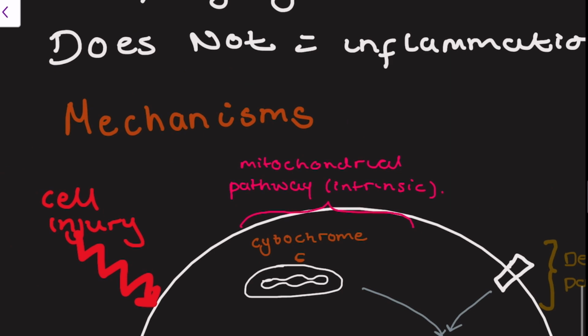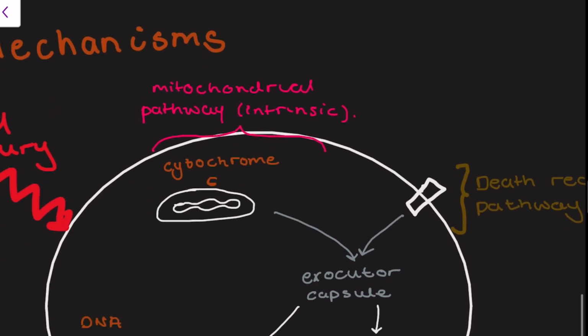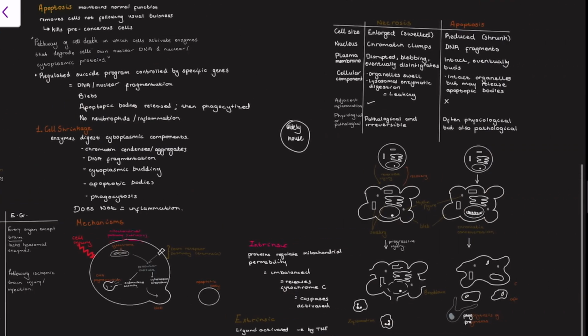The second mechanism is the intrinsic mitochondrial pathway, which is when the proteins regulating the mitochondrial permeability become imbalanced, causing the release of cytochrome C, which activates caspase, which then causes endonuclease activity and the cytoskeleton breakdown.